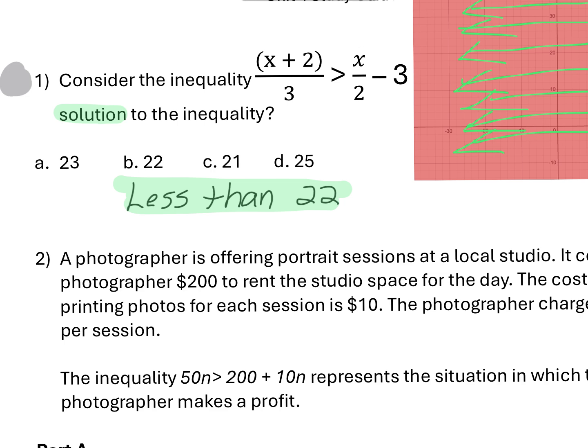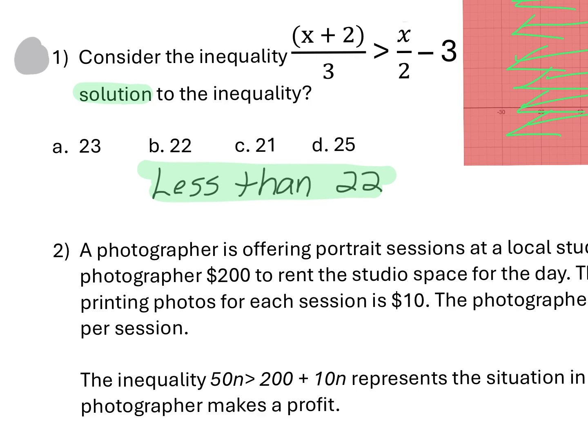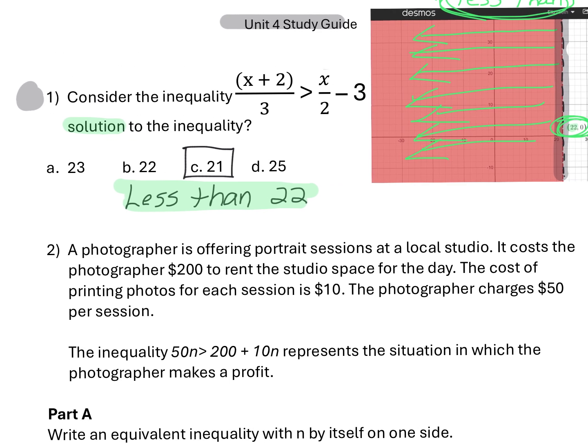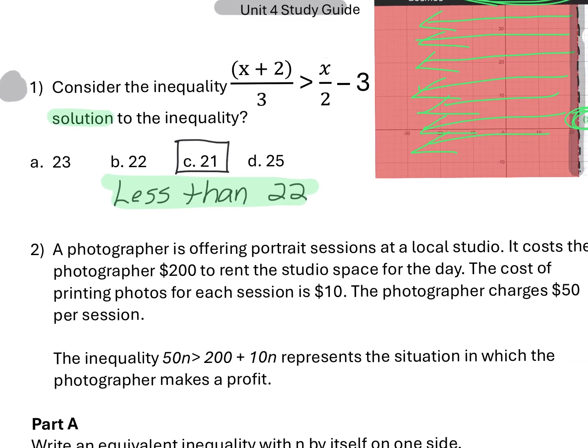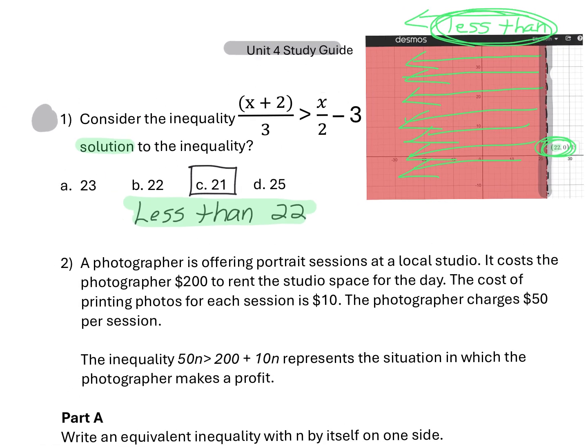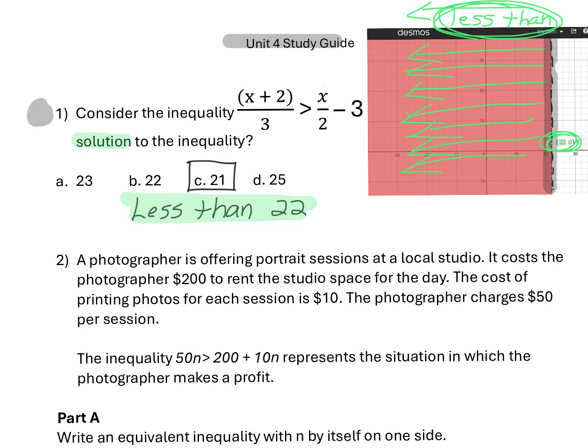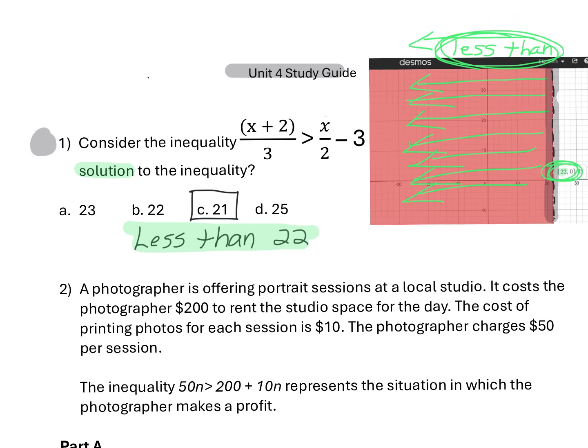So the only number in our list that is less than 22 is going to be 21, which is right here. So for number 1, you should have C.